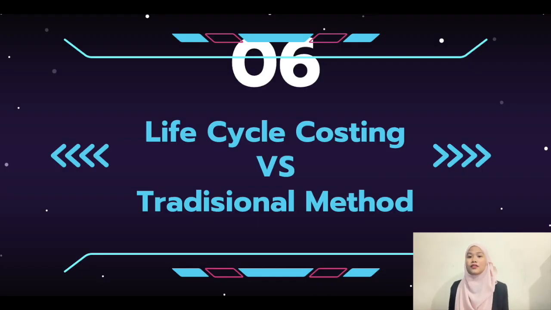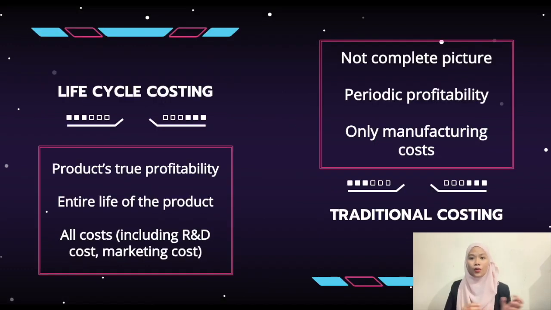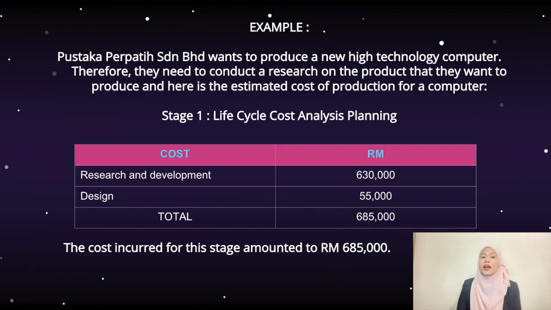Okay, so what is the difference between life cycle costing and traditional costing? For life cycle costing, the cost of the product is a true profitability, meanwhile for traditional costing, it's not a complete picture. Next, the cost of the product for life cycle costing is the entire life of the product. Meanwhile, for traditional costing, it's only periodic profitability. Okay, last but not least, life cycle costing incurs all costs, including R&D costs, marketing costs, and so on. But traditional costing only takes manufacturing costs as its costs. Okay, so let's look at examples of life cycle costing versus traditional costing.